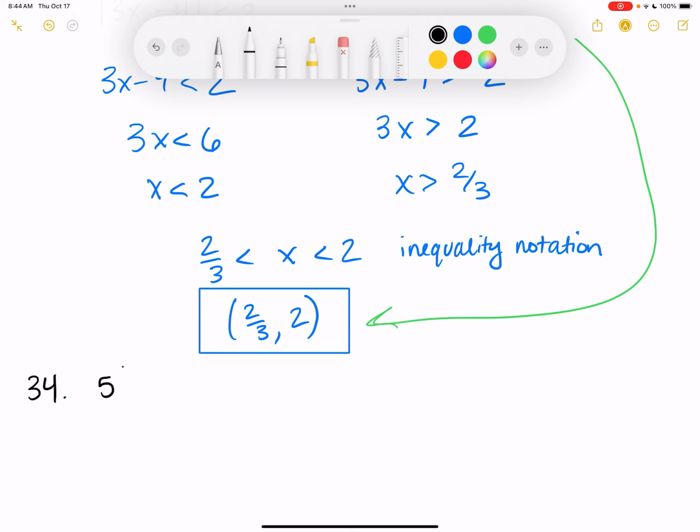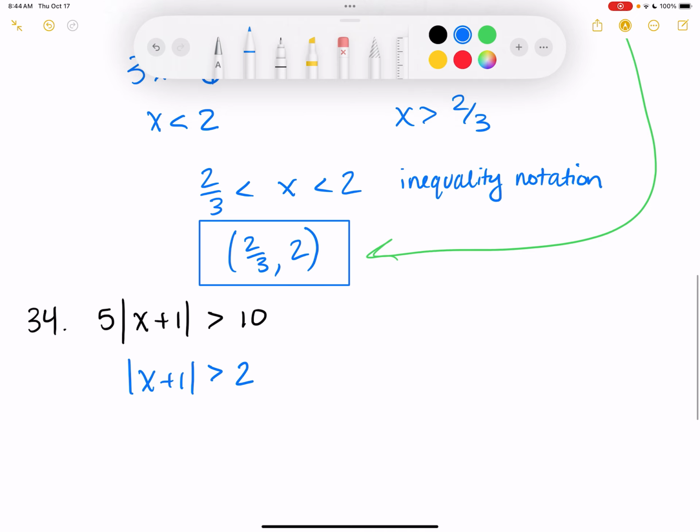Problem 34: 5 times the absolute value of x plus 1 is greater than 10. Before you do anything, we've got to make sure that all we have left on that side is the absolute value. So I need to move anything over, and this will be the same with the equalities that we're going to go back to in a second. So I need to divide by 5 first. So this will become the absolute value of x plus 1 is greater than 10 divided by 5, which is 2. Now I can continue like I did the previous problem.